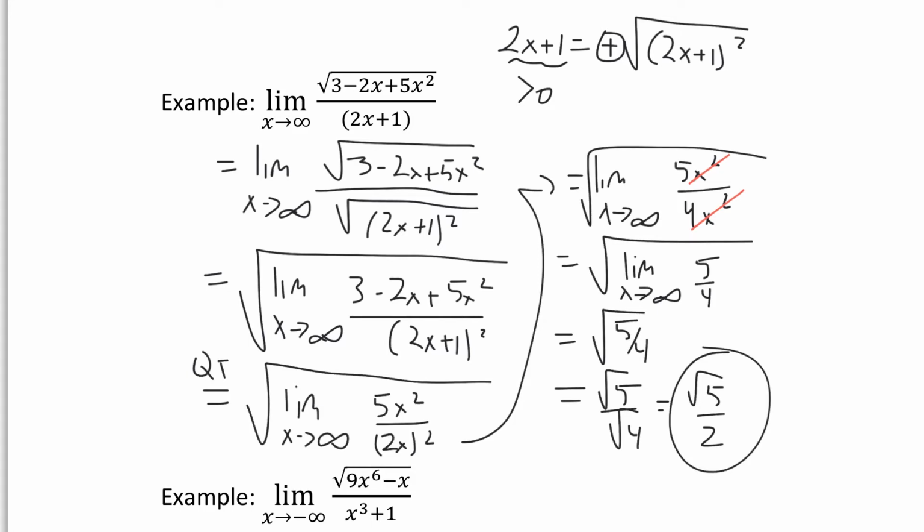And so again, the key to solving this problem is taking this denominator and making it have a square root, giving it some type of square root. And in this case, it was the positive. Let's go ahead and look at another one.